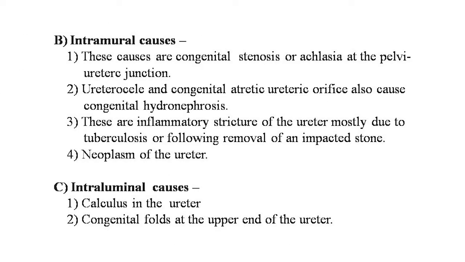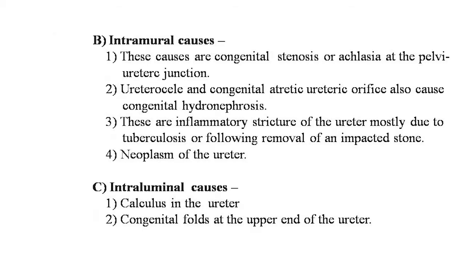Next, the intramural causes of hydronephrosis. These are congenital stenosis or achalasia at the pelviureteric junction, and a congenital atretic ureteric orifice, which also causes congenital hydronephrosis. There are inflammatory strictures of the ureter, mostly due to tuberculosis or following removal of impacted stones. Neoplasm of the ureter is also an intramural cause of hydronephrosis. Then the third type is the intraluminal causes of hydronephrosis: calculus in the ureter and congenital folds at the upper end of the ureter.